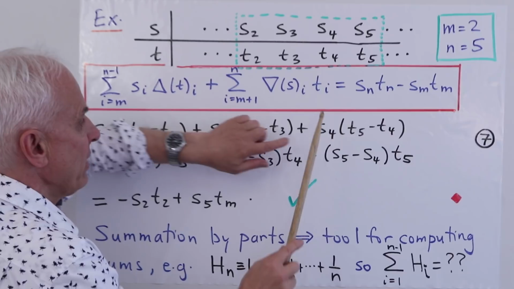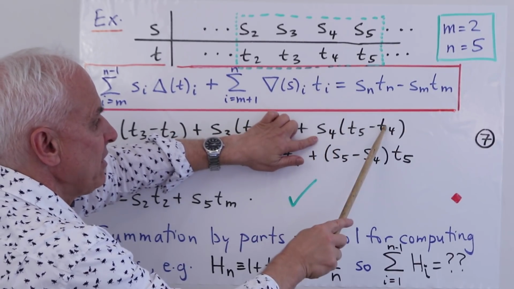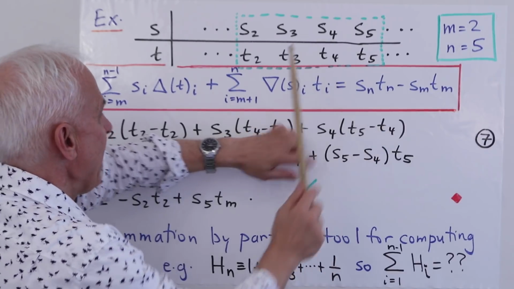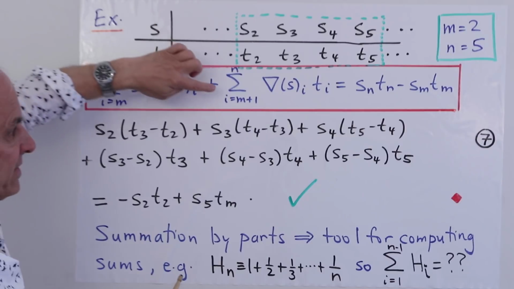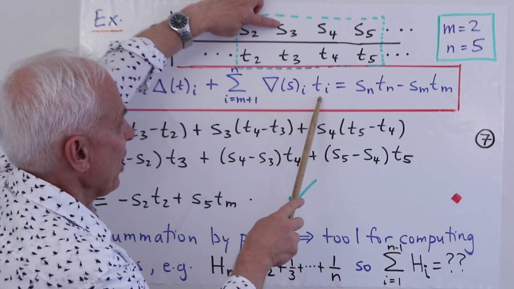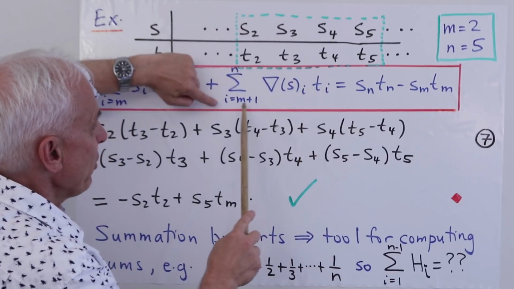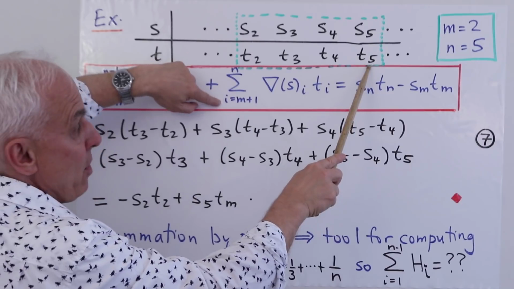And then when i is 4, we get S4 times (T5 minus T4). And that's the end of this first sum. Okay, the second sum involves products of differences of the S's together with the corresponding T's. But we're going from m plus 1 to n. In other words, we're going from 3 to 5 now.